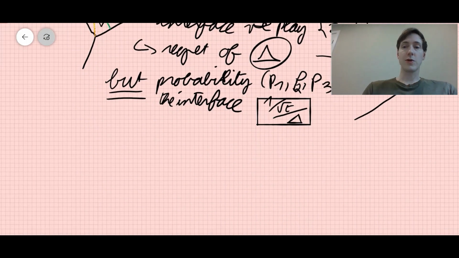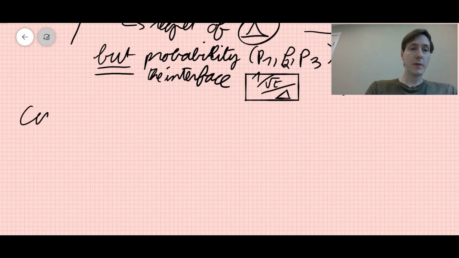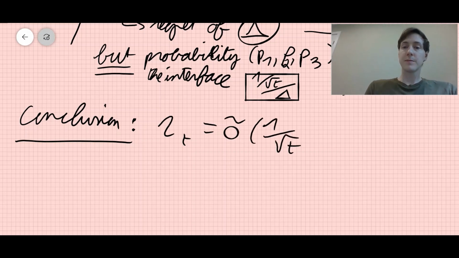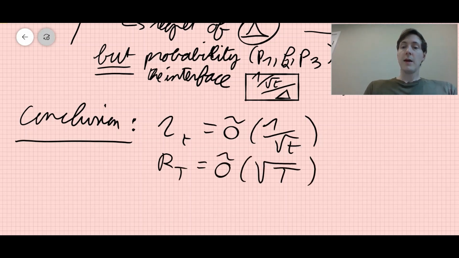Okay, so the conclusion is that my regret is O tilde of 1 over square root t. So my cumulative regret is O tilde of square root t. So this gives you a shared randomness strategy with regret square root t, and which has no collisions between the two players.